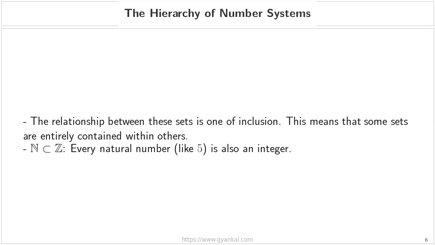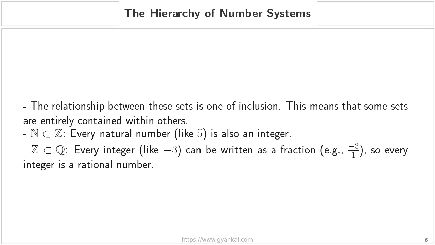Let's trace this from the inside out. First, we have N is a subset of Z. This means every natural number, such as the number 5, is also an integer. Next, we see that Z is a subset of Q. This is because every integer, like -3, can be written as a fraction, specifically -3 over 1. Because it can be written as a ratio, every integer is also a rational number.